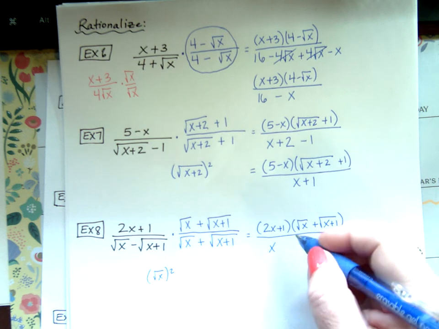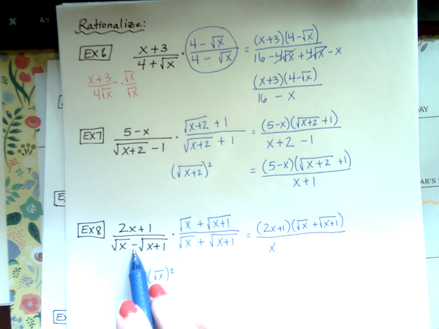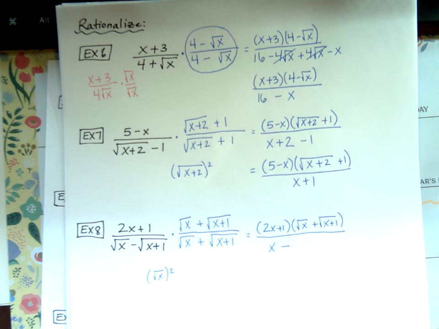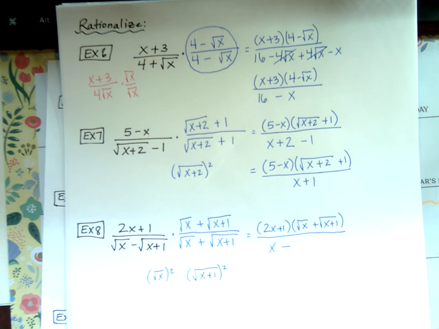Positive times negative is negative. Square root of x plus 1 times the square root of x plus 1 squares that, so I get x plus 1. But be careful, there's a negative sign in front. So how's that going to affect this x plus 1 that I'm writing down?